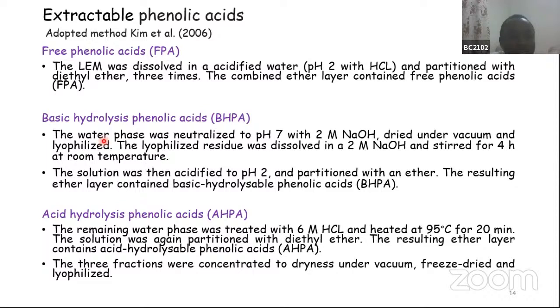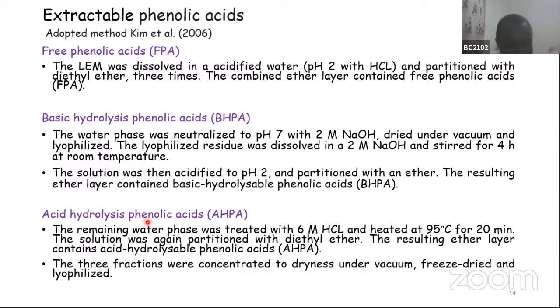The water phase after pre-phenolic acid extraction was neutralized to natural pH with sodium hydroxide, dried and lyophilized. The solution was then acidified to pH 2 and partitioned with ether. The resulting ether layer contained the basic hydrolysis phenolic acid fraction.